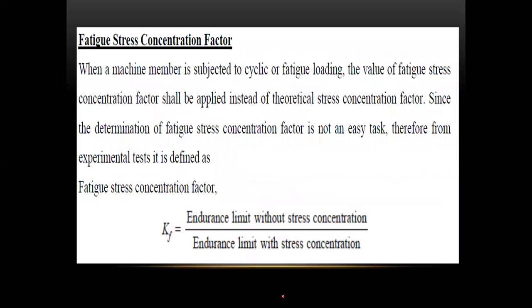Fatigue stress concentration factor. So here the fatigue stress concentration factor Kf is equal to the endurance limit without stress concentration divided by the endurance limit with stress concentration.